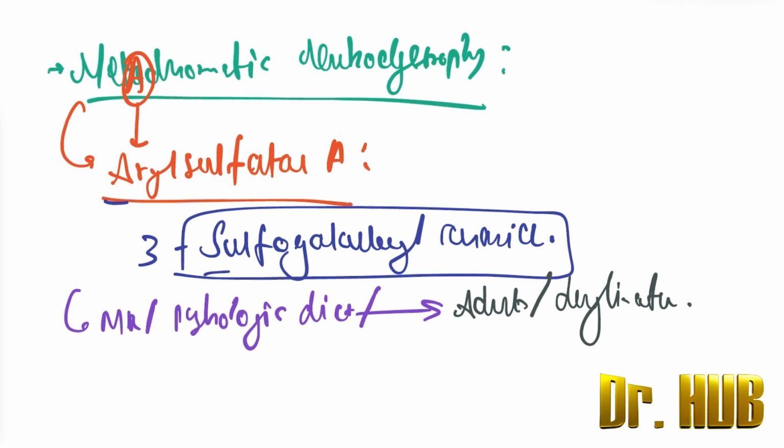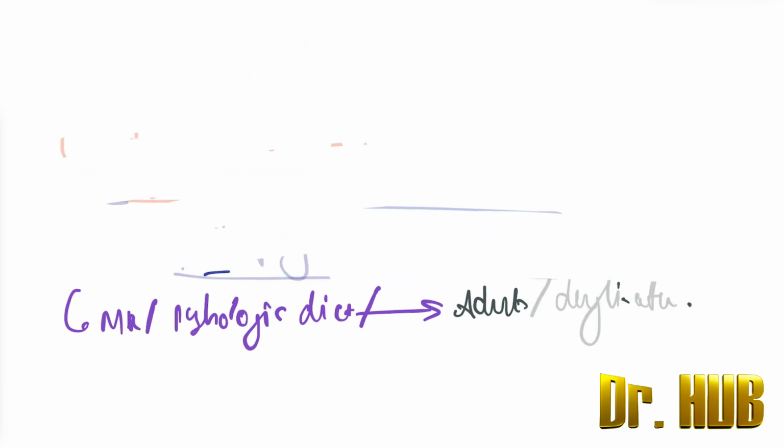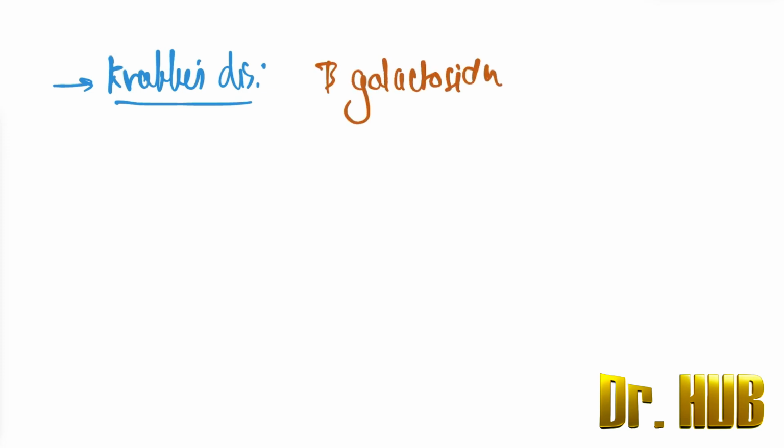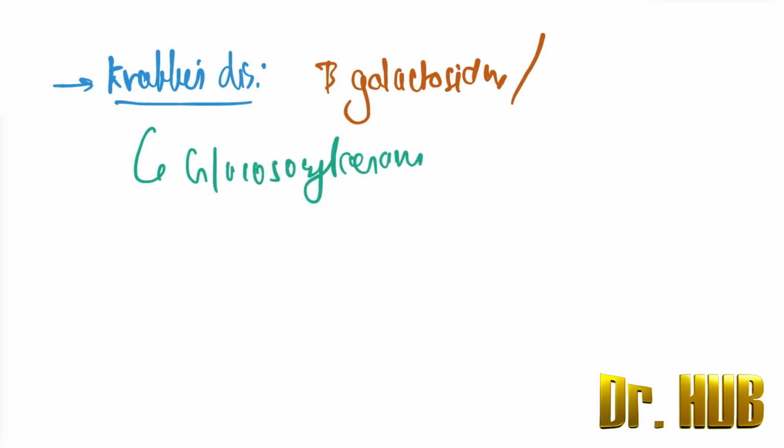Next, we look at Krabbe disease. What happens in Krabbe disease? Krabbe disease involves the enzyme beta galactosidase. And the lipid which is accumulated is glucosylceramide, which is involved in the disease.